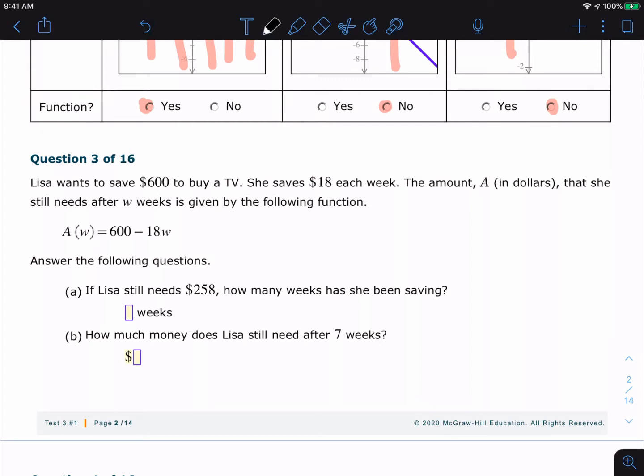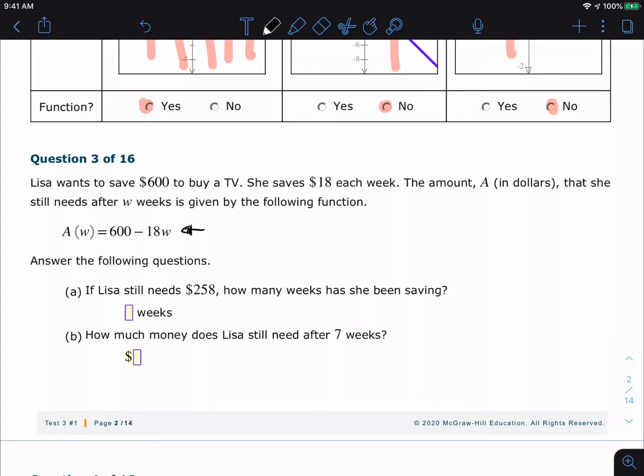So in this example, it says Lisa wants to save $600 to buy a TV. She saves $18 a week. The amount A that she still needs after W weeks is given by the following function. So we're given this function to use, right? And they want us to answer these 2 questions. If Lisa still owes $280 or $258, how many more weeks has she been saving? How many weeks has she been saving?